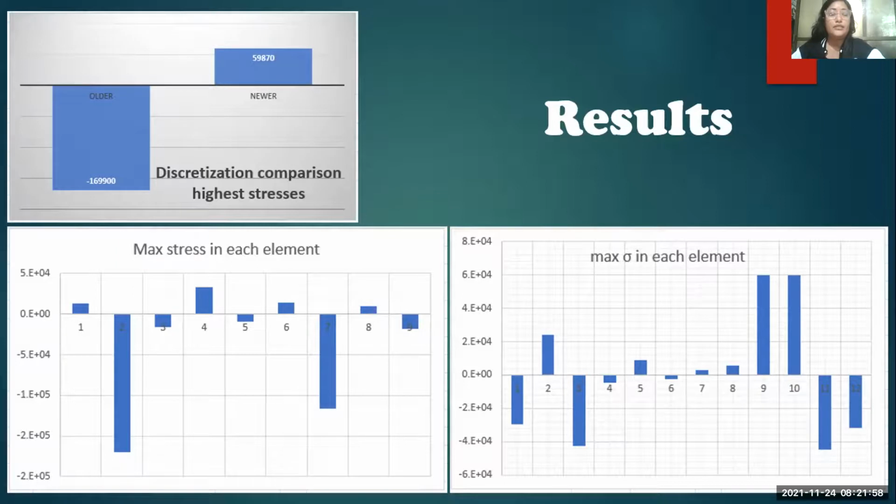Okay, the results we have compare the discretization and high stress. We prepared two discretizations, for 10 joints and 30 joints. The comparison is between 10 joints and 30 joints.